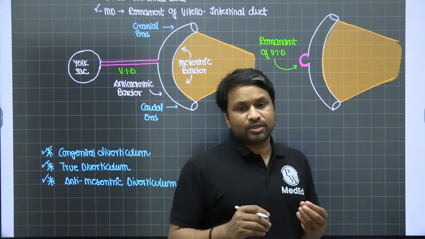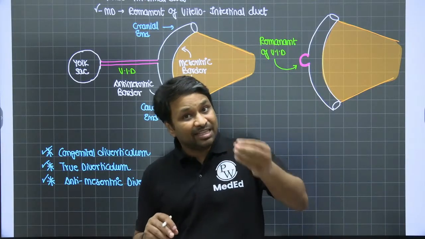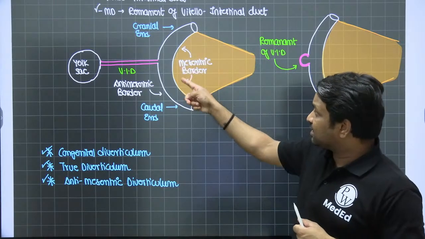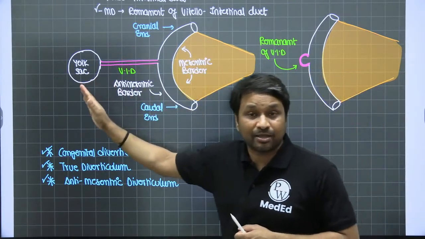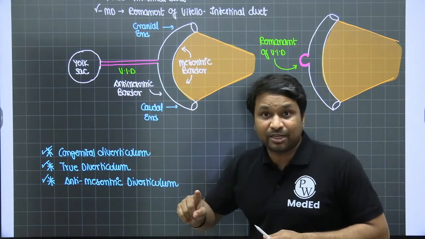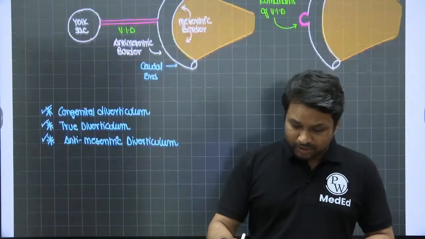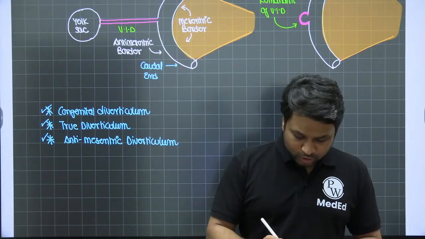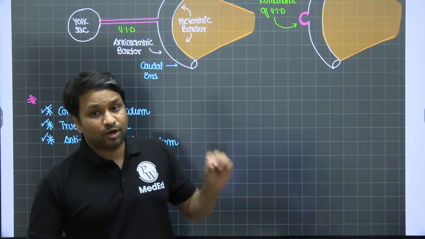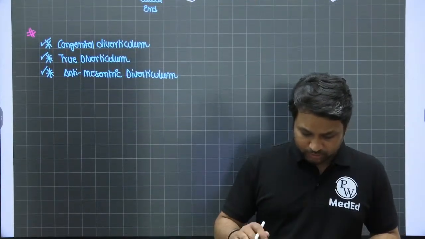Now, why I'm very keen on this is that usually all diverticulums are formed from an anatomical weakness in the bowel. If you remember in our anatomy lecture, I told you very specifically that the anatomical weakness is present on the mesenteric border, not on the anti-mesenteric border. So all the diverticulums are usually formed on the mesenteric border. Meckel's diverticulum is an exception, which forms on the anti-mesenteric border. So three important standalone points that we all should know: it is a congenital diverticulum, it is a true diverticulum, and it is formed on the anti-mesenteric border, right?